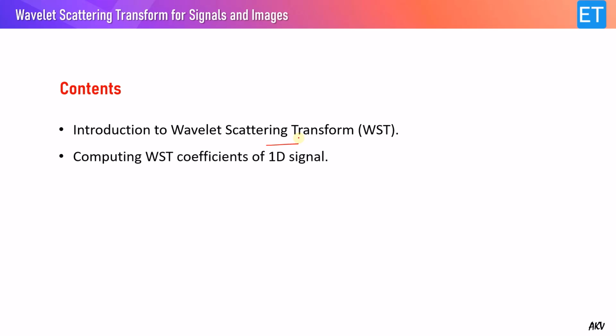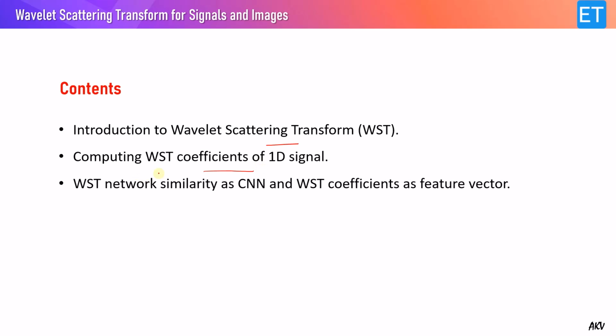So let me show you the contents first, which I'm going to cover in this video lecture. First, I will introduce the topic Wavelet Scattering Transform. Then I will show you how you can compute the coefficients for a one-dimensional signal. After that, I will talk about the similarity between the CNN and the Wavelet scattering network, and how one can use the scattering coefficients as a feature vector.